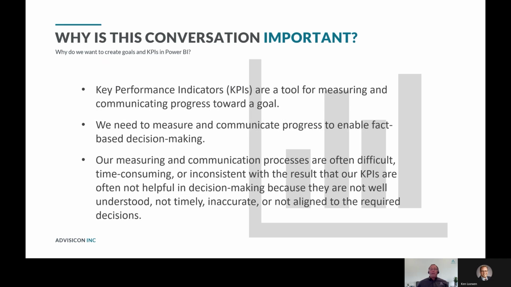The purpose of communicating this is because stakeholders need to measure and communicate progress so that they're able to perform fact-based decision-making. The reality, however, is that our measuring and communication processes are often difficult, time-consuming, or inconsistent, with the result that our KPIs are often not helpful in decision-making because they're not well understood, they may not be timely, they're inaccurate, and they might not be aligned to the required decisions.